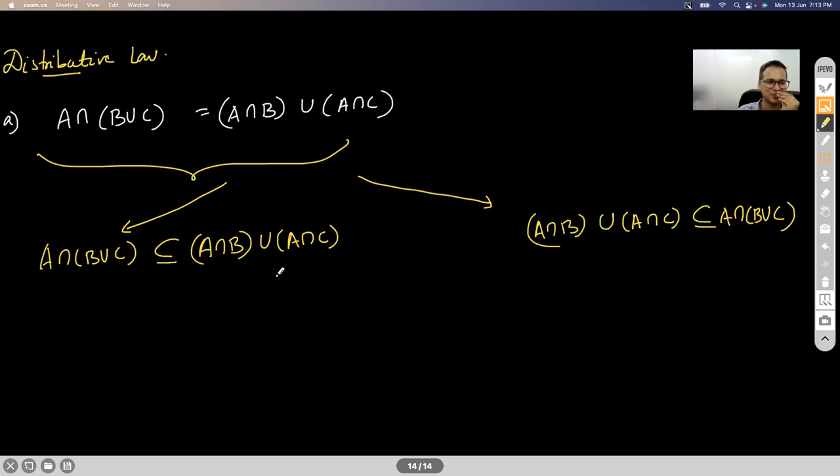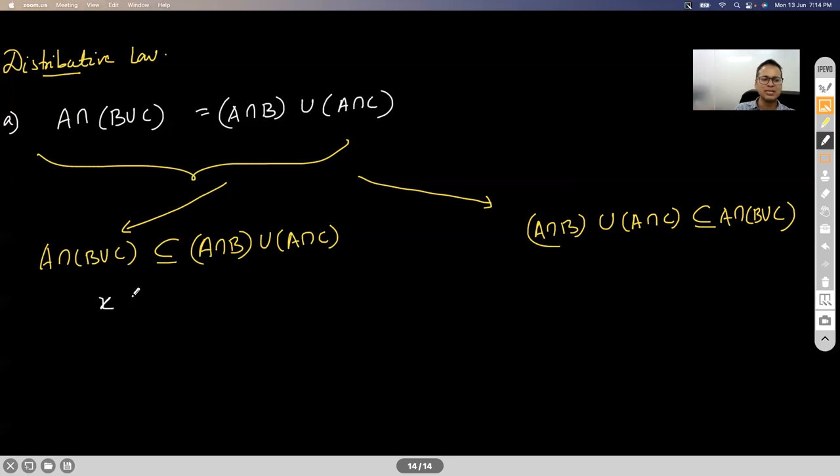Is it fine? Okay. Now what I'll do is I will only prove one of them, because for the next one, you already know that you have to write the same set of steps in reverse manner. So I'll just do this part. The next part, you can easily do it by writing the same set of steps in a reverse fashion.